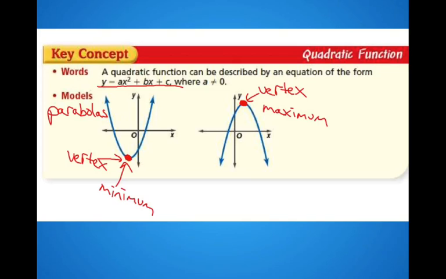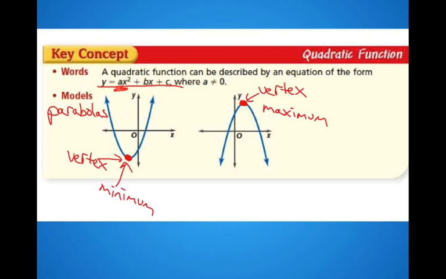Of course, a quadratic function, it's called quadratic because you have some term, some variable that's squared. So the general form is y equals ax squared plus bx plus c. A can't be 0 because if a was 0, then it wouldn't be quadratic. You can see that term right there. If a was 0, you would no longer have the quadratic term. It'd be linear. It would just be a constant.